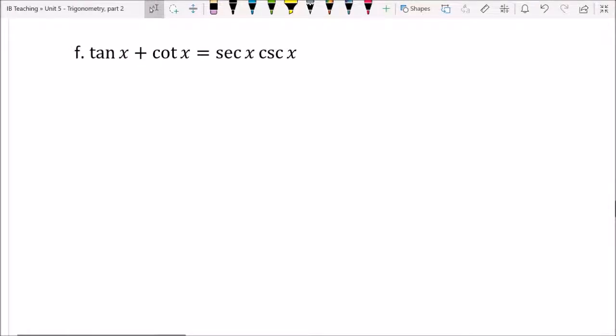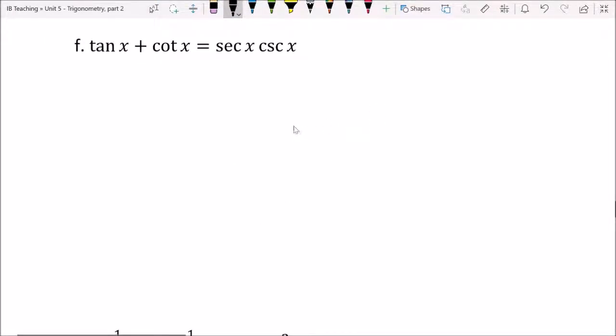Let's try this one. Sometimes this one can be kind of confusing because there aren't that many things that we know how to do with it. In fact, probably on the get-go, the only thing that we really know how to do with it is write it in terms of sine and cosine. So let's try that and see what happens. So we'll write this as sine x over cosine x, and we'll write cotangent as cosine x over sine x. And on the right, we'll write secant as 1 over cosine, and cosecant as 1 over sine.